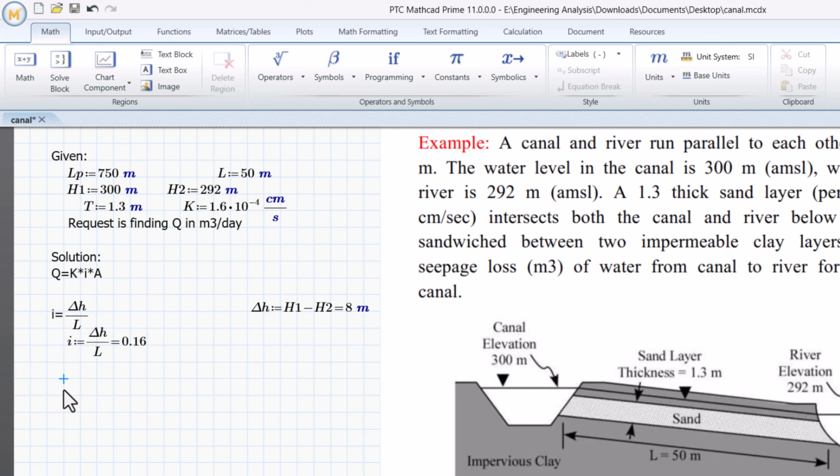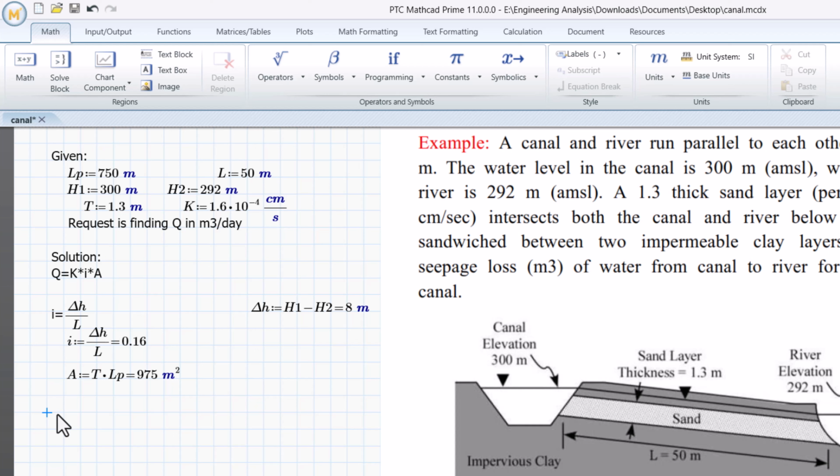Now area. Let's find area. Area equal to this thickness times 750 meter. So area equal to T times LP equal to 975 meter square. Area equal to this thickness times 750 meter through the river.